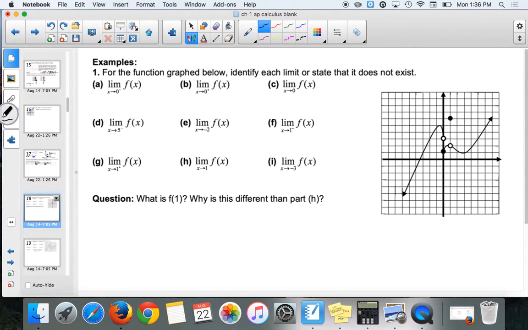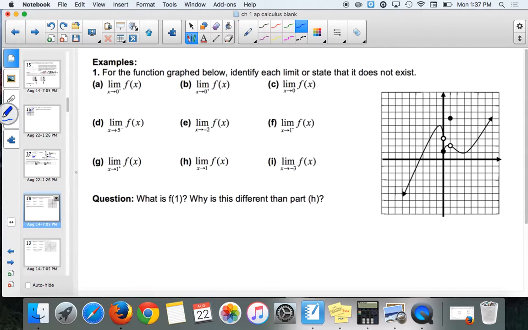Okay, so let's do some pictures. This is what your homework looks like. It just has a whole bunch of pictures like this. It says for the function graph below, identify each limit or state that it does not exist. So we're saying 0 from the left. That's how we read that. The limit as x goes to 0 from the left of our function.